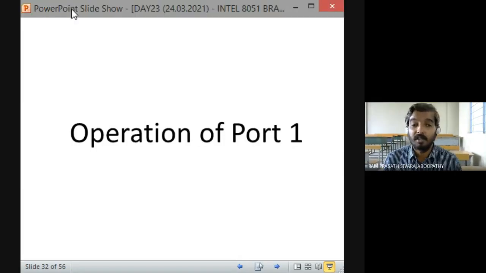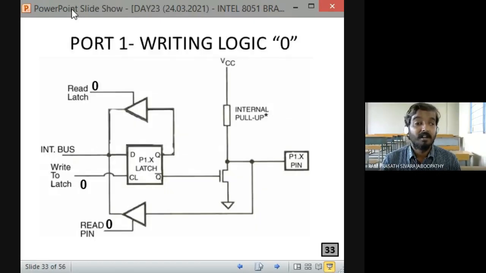Fine. Okay. Now we will go with port 1 writing logic 0. What are we going to do in port 1? We write logic 0. Please understand one thing. What about the size of each port? It is 8-bit. Fine. If one pin of a port is functioning in a way, the other 7 pins are going to function in the same way. Is it correct or not?